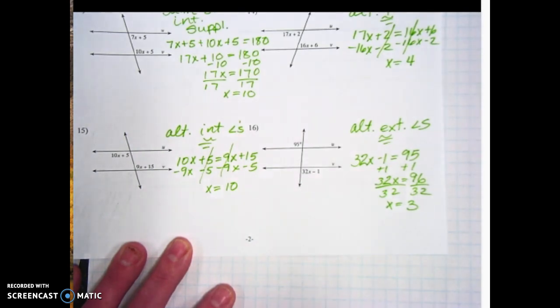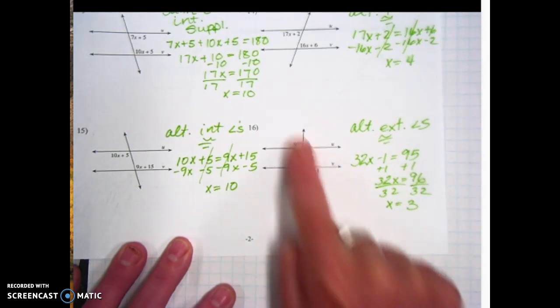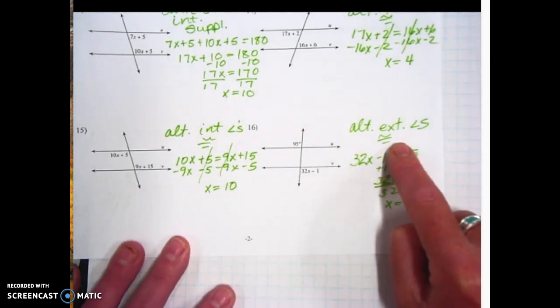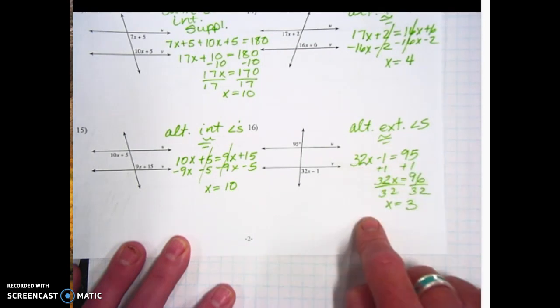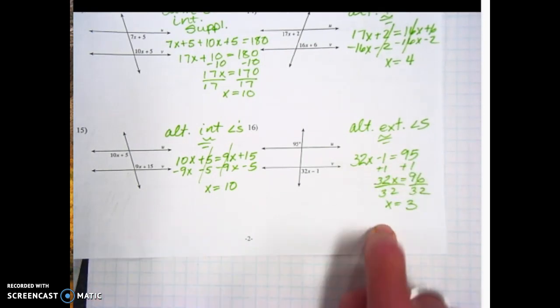And then the last problem, number 16, these two are alternate exterior angles, so they should be congruent. Therefore, you're going to put an equal sign between the two expressions, add 1 to both sides, divide by 32, and you get x equals 3.